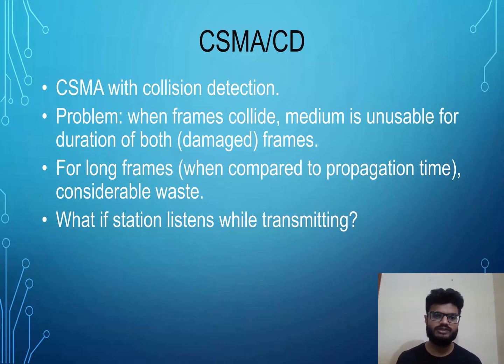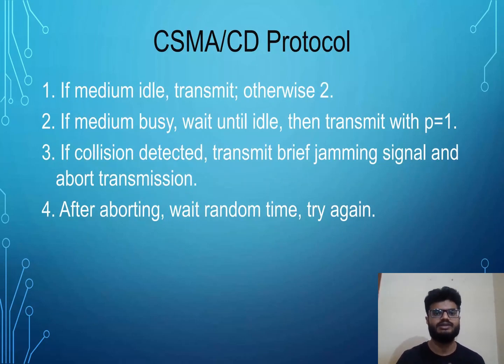So what if the station listens while transmitting? That's the solution for it. If the medium is idle, it will transmit. Otherwise, if the medium is busy, it will wait till it gets idle. And if a collision is detected, it transmits a brief jamming signal to abort the transmission. After aborting, it will wait for a random time and try the entire process again.